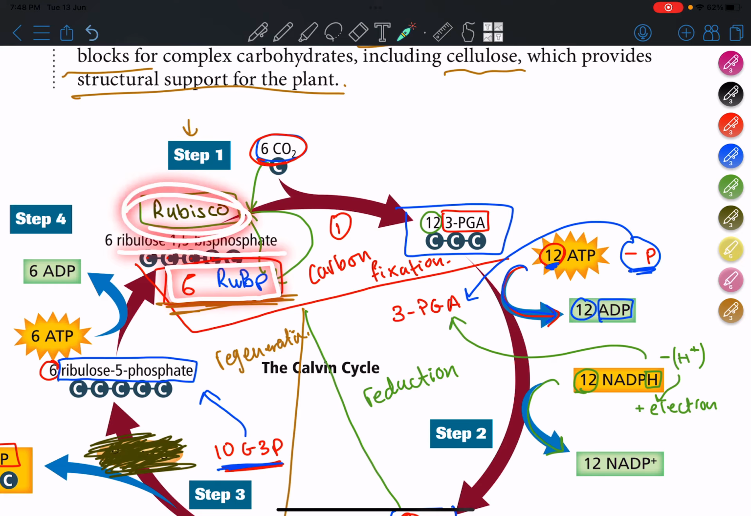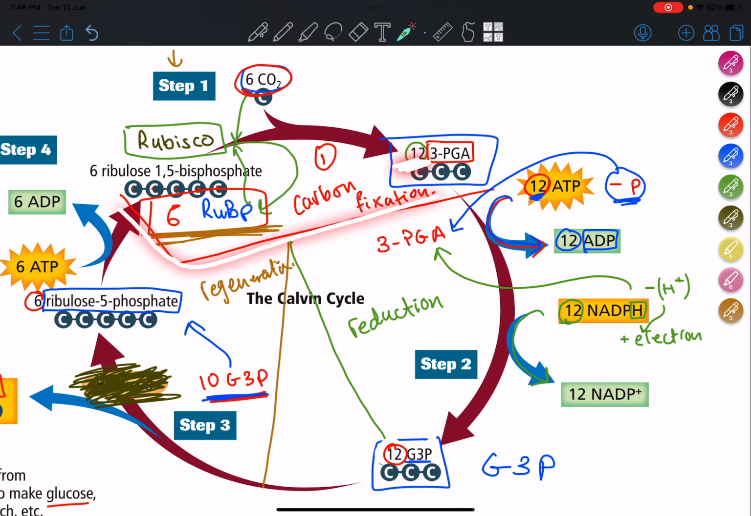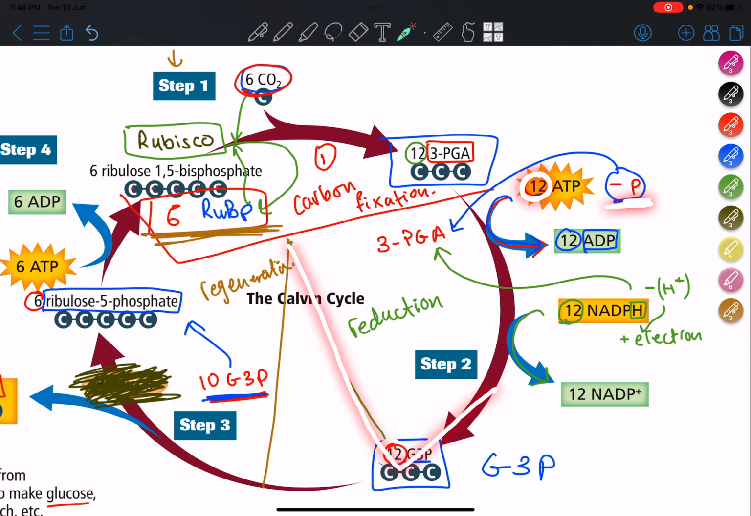Rubisco, which is an enzyme, will help fixate the 6 carbon dioxide to the 6 RUBP. This will result in 12 3-PGA, or 3-phosphoglycerate. We'll have 12 of the 3-phosphoglycerates. This is the first step, called what? Called carbon fixation.